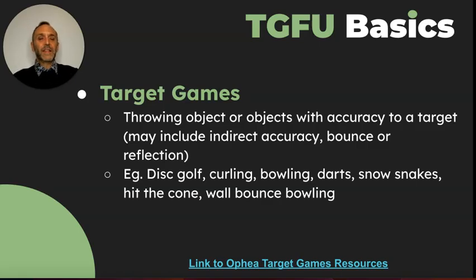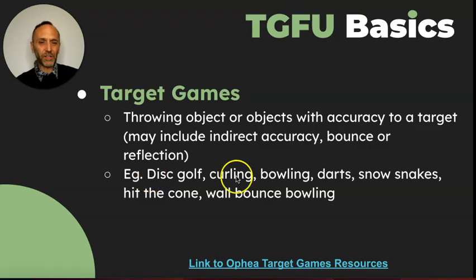So target games. This is throwing an object or objects with accuracy to a target. Now this also could mean throwing it to bounce off of a wall to hit something. That's a level of complexity elementary kids are going to struggle with. Let's say you're having them throw a beanbag at a cone, and they hit it 10 times in a row. Now we can give them a tennis ball and move the cone closer towards them. Can they hit the cone by bouncing the ball off a wall? That one thing is going to give you 15, 20 minutes of practice right there because it's hard.